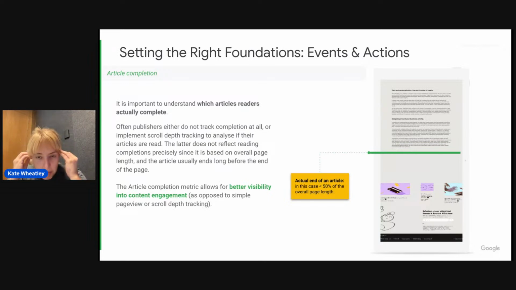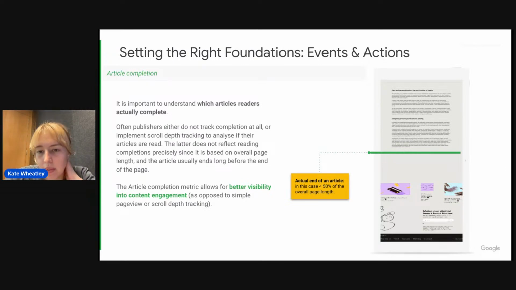So often with publishers, we find that they're not tracking completion at all, or they're just using scroll depth tracking, and that scroll depth tracking doesn't reflect reading completions precisely because it's based on that overall page length. And your article on a lot of websites will often have a lot of non-article stuff on the rest of the page that doesn't actually matter to completion of the article.